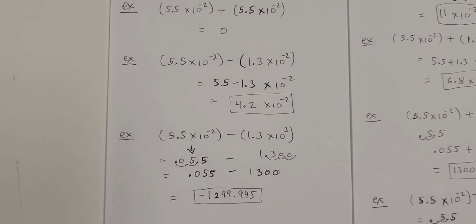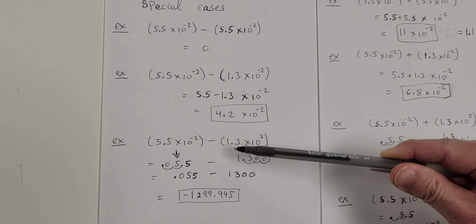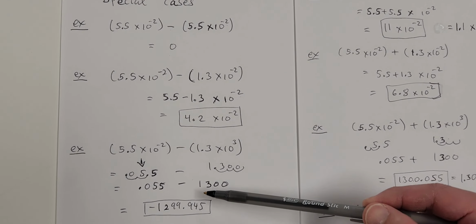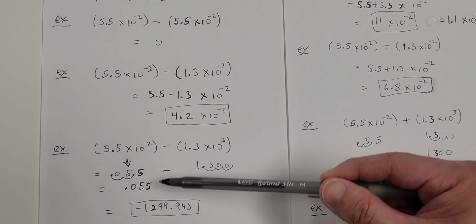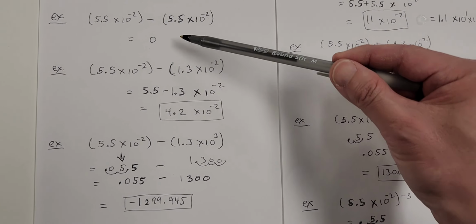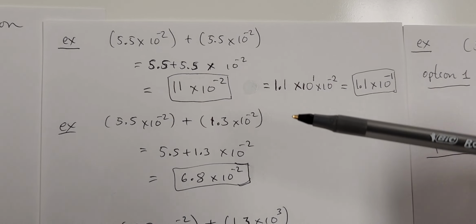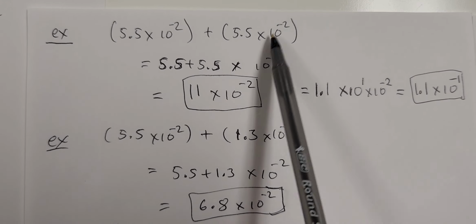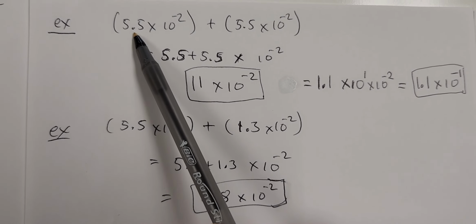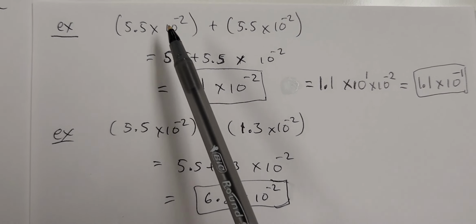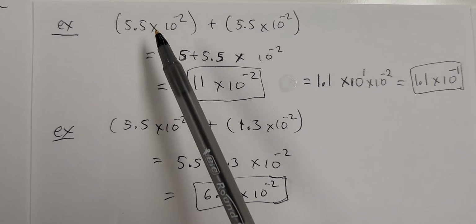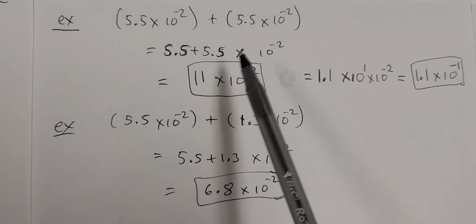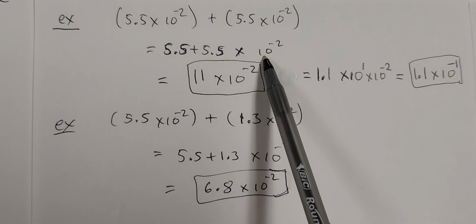Okay, so the first 3 examples are subtractions. Now I'm going to use the same problems, but this time with adding. So again, the first 3 problems were subtracting scientific notations. Now let's do adding. As you can see, the left and the right are exactly the same thing: same first number and same power. So we just add the first number only. So 5.5 plus 5.5 gives me 11. The power is exactly the same, leave it alone.